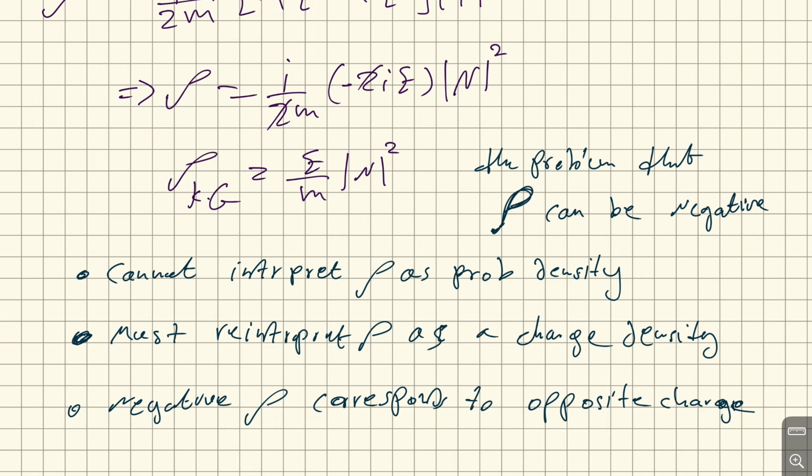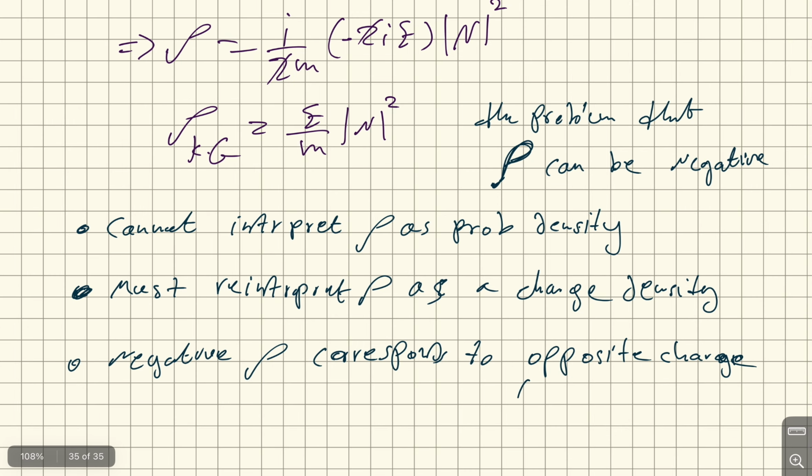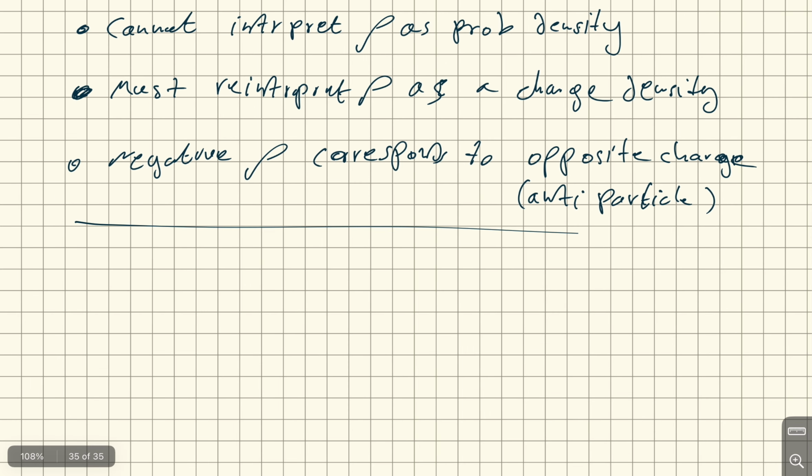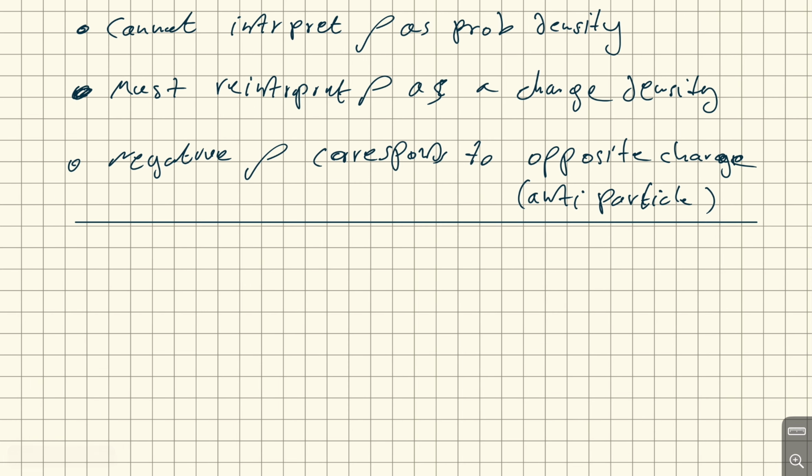Why did I put y? Opposite charge, which is anti-particle. So now we know the problem with Klein-Gordon. Okay, what about Dirac?